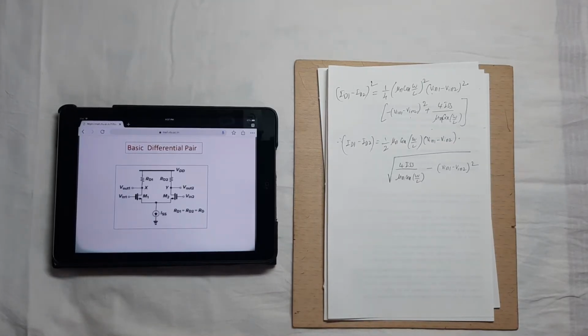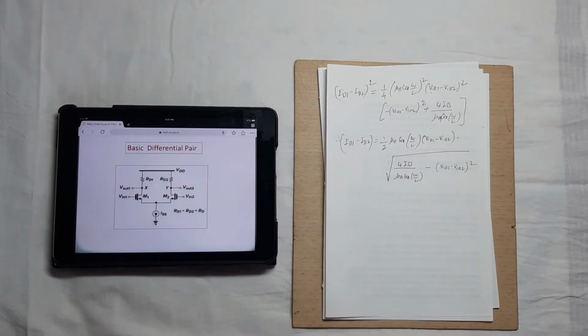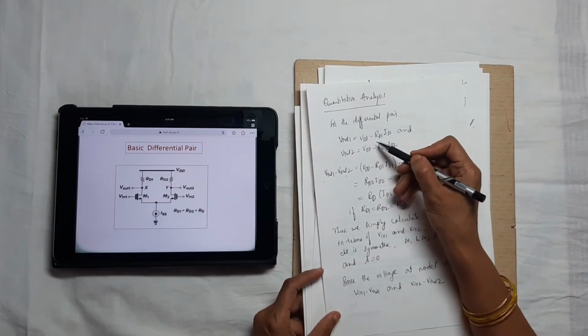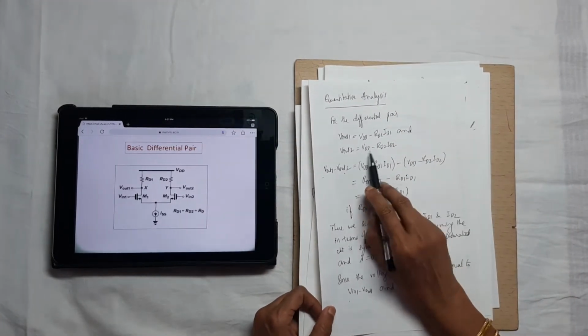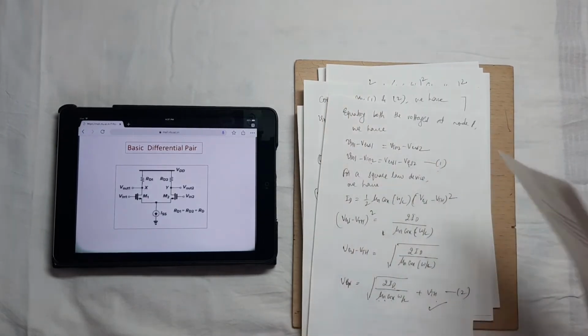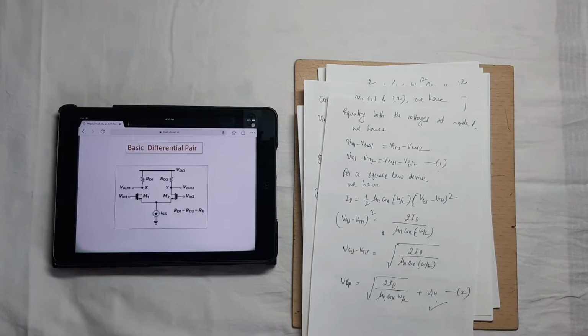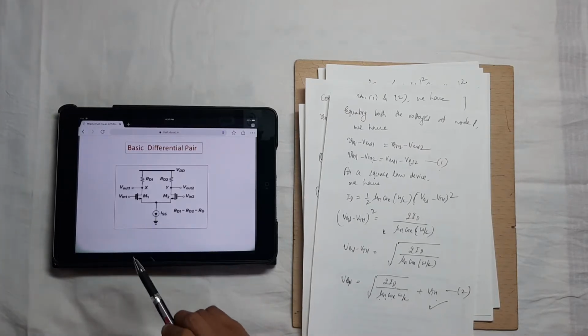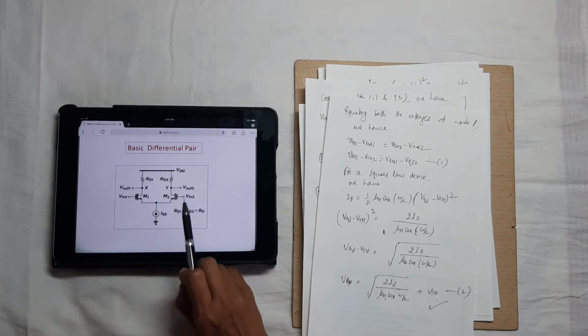See, we have derived the expression for ID1 minus ID2, and we followed the steps from our quantitative analysis of Vout1 is equal to VDD minus RD1 ID1. So similarly, we obtained Vout1 minus Vout2. Later, I told you this is a P point voltage. Then we equated this voltage with this voltage.